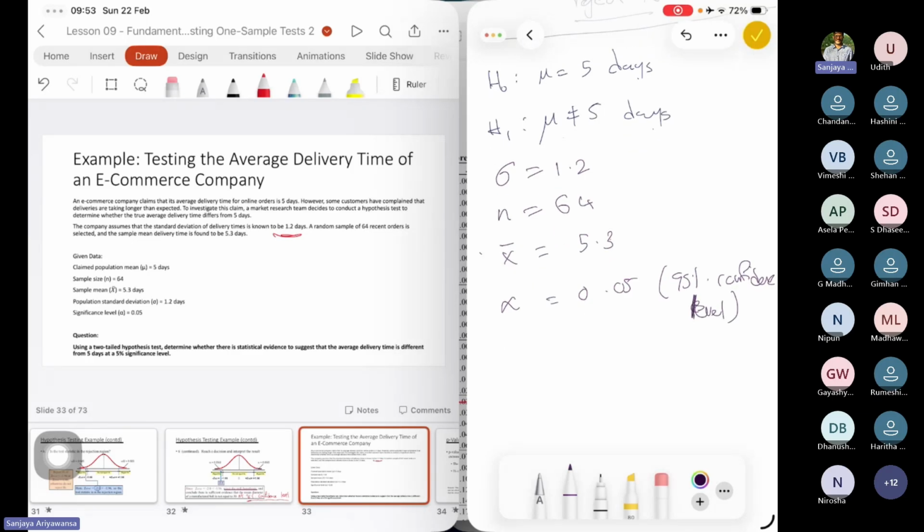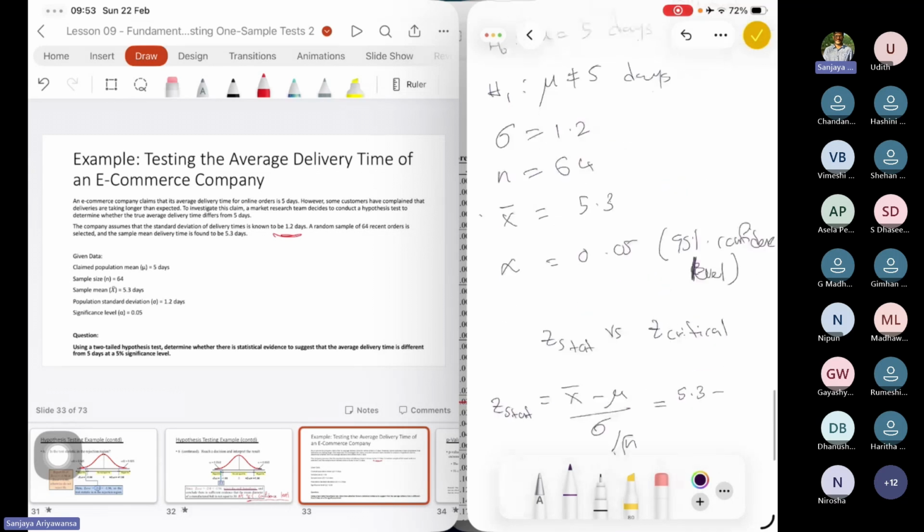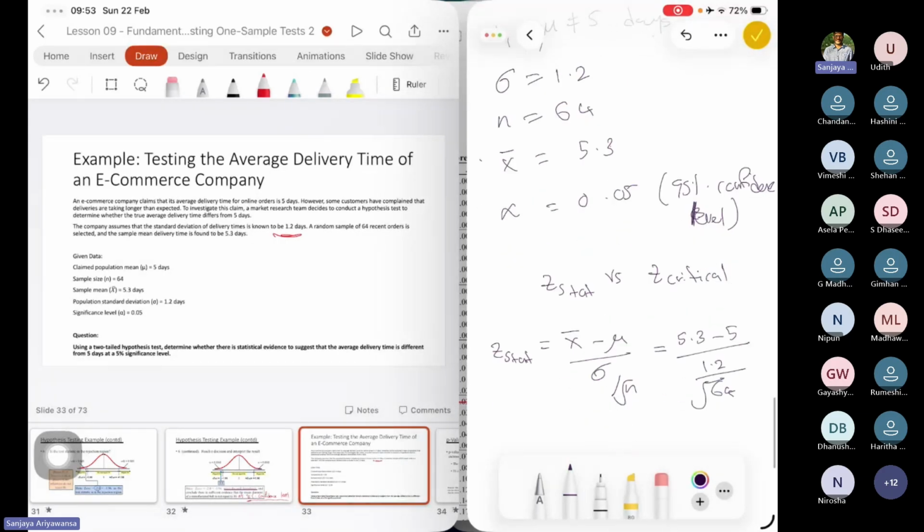So first and foremost, what we had to do? We had to compare two things: the Z test statistic versus the Z critical value in order to arrive at a decision. So first, let's calculate the Z test statistic, which is x bar minus mu, over sigma over root n. Sigma is known. X bar is 5.3. Mu is claimed to be 5. Sigma is 1.2. n is 64. Don't forget the square root of that. So the Z test statistic, I think you will get as 2.